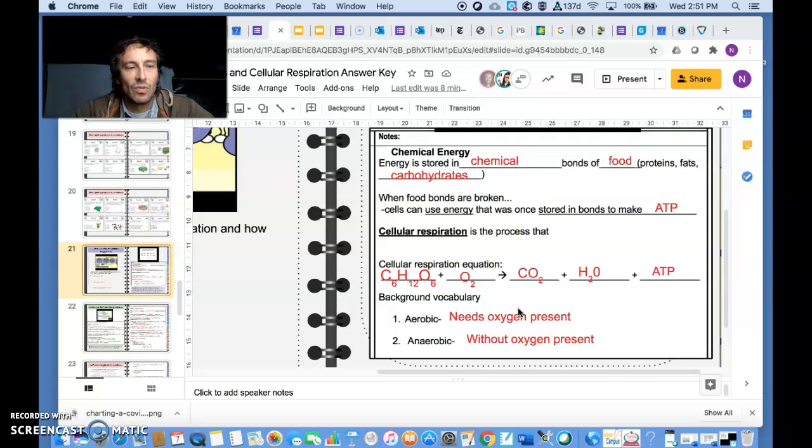So $100 bills are great unless you walk up to the vending machine and it won't take $100 bills. Now you have to have a currency that's usable. That's where your ATP comes along.